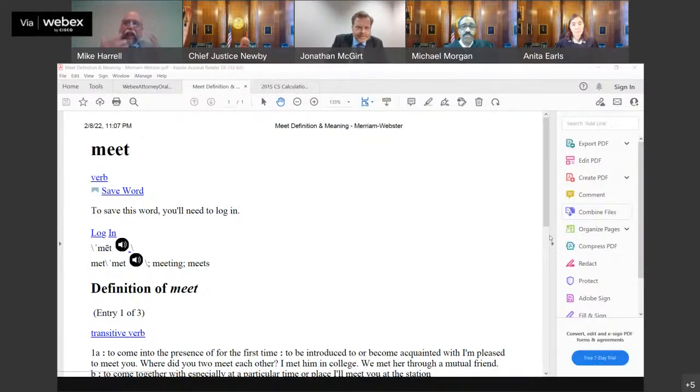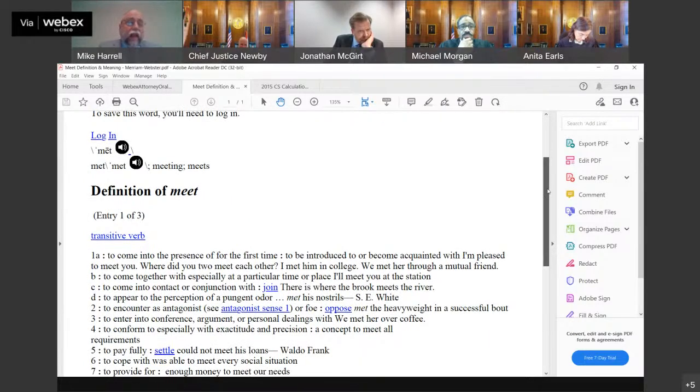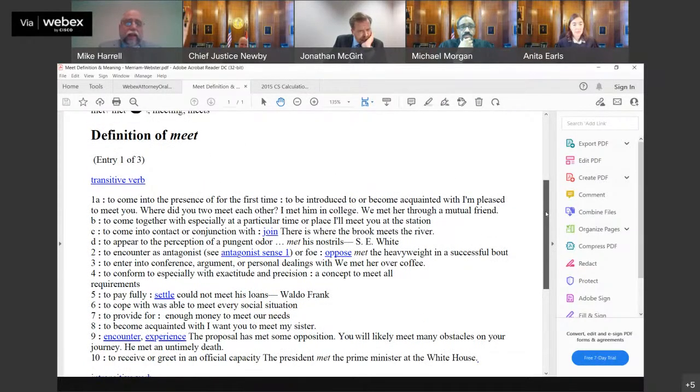So this is the definition of the word meet from Merriam-Webster. And I wanted to point out one thing. If you go down to definition number 4, there's a definition of the word meet which says to conform to, especially with exactitude and precision. That's the McGirt definition. McGirt's like, you've got to nail it right on that number. And if you don't nail it right on that number, it's erroneous.